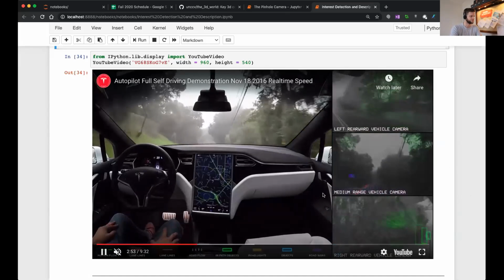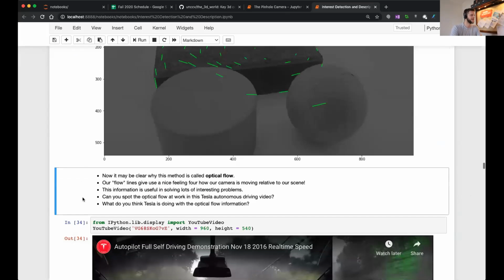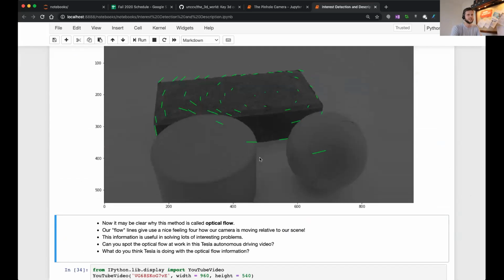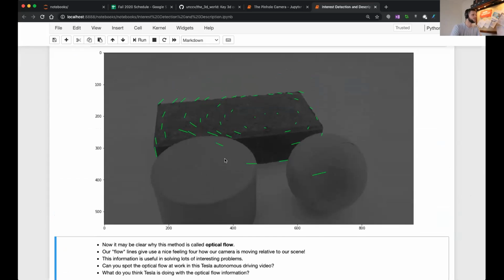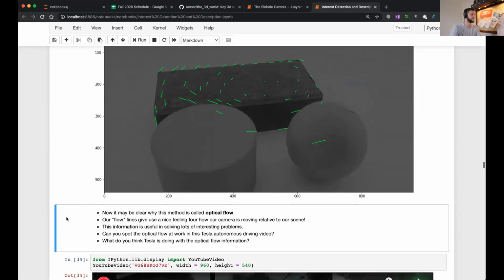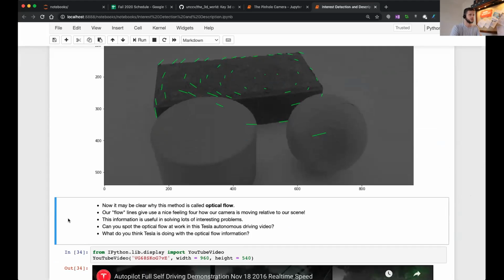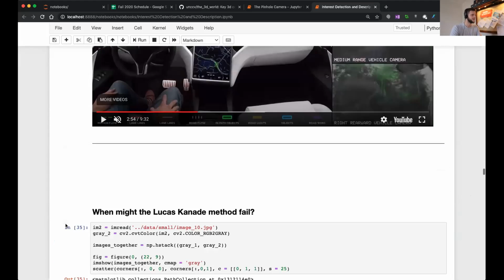So optical flow calculations like this are useful in all kinds of robotic applications, including autonomous cars. We're talking mostly about 3D reconstruction, but robotics and robotic navigation has a lot of similar problems to what you bump into in 3D reconstruction. Okay, so that's optical flow.